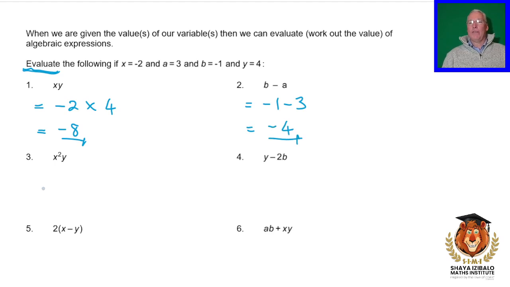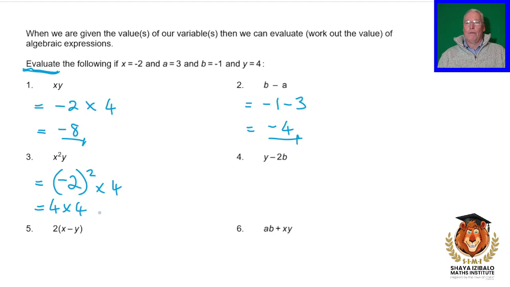Okay, let's try x squared y. Remember, x is negative 2. So we want to take negative 2 and we want to square it. And then we want to multiply by y. Right, and remember we must do the exponent first. So negative 2 squared is 4. Negative 2 times negative 2, 4 times 4. Final answer, 16.